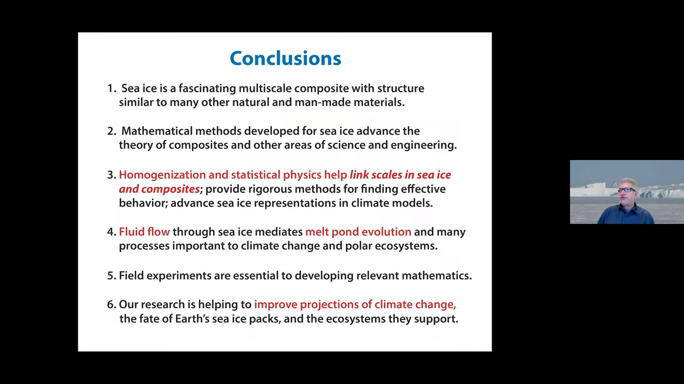Okay, so in conclusion, sea ice is this fascinating multi-scale material that has structure very similar to other natural and man-made materials. But from our perspective as mathematicians, we can take many of these methods from other areas and bring them to bear on sea ice and vice versa. In particular, it's homogenization and statistical physics that are really well-suited to the composite structure and complex statistical structure of sea ice. And ultimately, we're trying to advance how sea ice is represented in climate models.